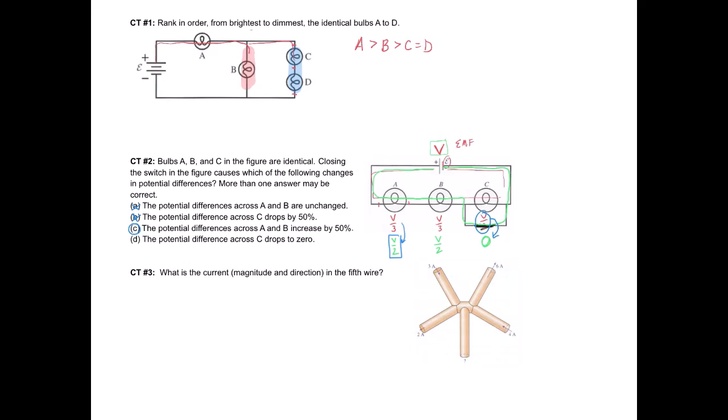Letter D, the potential difference across C drops to 0. Yes, that's what we just talked about, because no current will be going through it. And if no current goes through it, the potential difference will be 0. All right, lovely. We got one more question we're going to work through here.